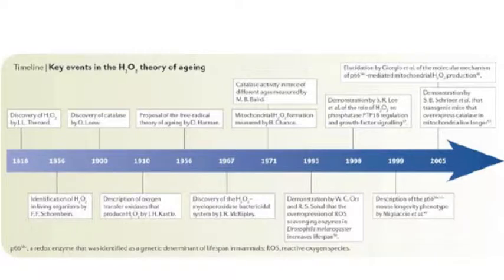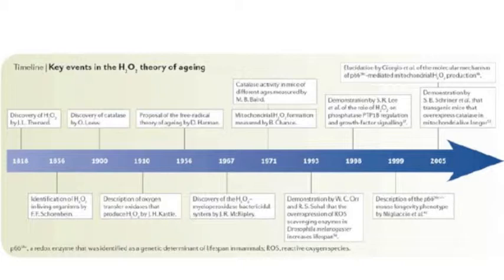History of hydrogen peroxide, H2O2, the reactant in elephant toothpaste. In 1818, hydrogen peroxide was discovered by J.L. Thénard. Then in 1856, F.F. Schoenbein identified hydrogen peroxide in living organisms. In 1900, Oh discovered catalase. In 1910, J.H. Cassel described the oxygen transfer of oxidases that produce H2O2. In 1956, D. Harman proposed the radical theory of aging. In 1967, J.R. McRipley discovered the H2O2 myeloperoxidase bactericidal system.